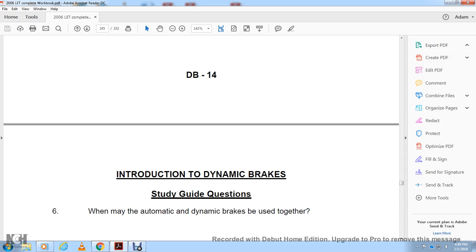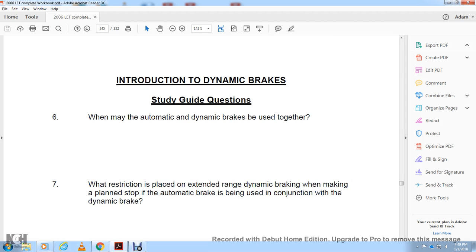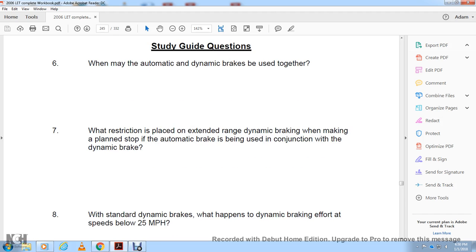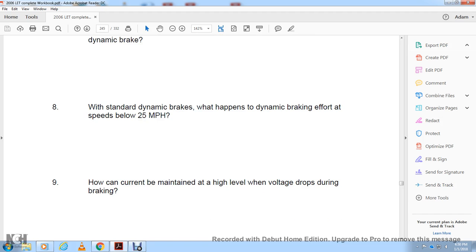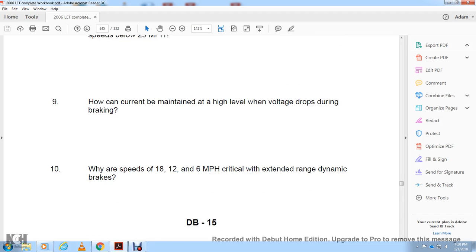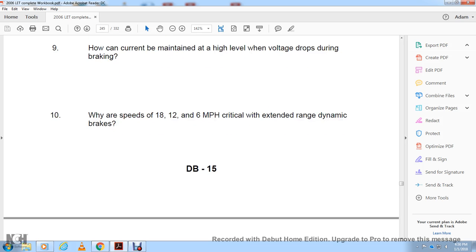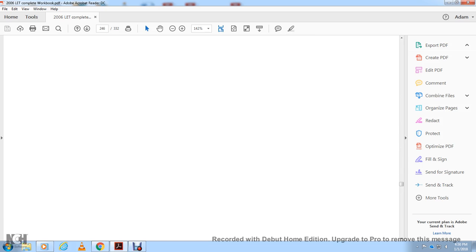When are the automatic and dynamic brakes to be used together? What restrictions apply with the extended range dynamic brake when making a planned stop with the automatic brake used in conjunction with the dynamic brake? What happens to the standard dynamic brake after speed drops below 25 miles an hour? How can the current be maintained at a high level when voltage drops during braking? Why are the speeds 18, 12, and 6 miles an hour critical for extended range dynamic brakes? Notes. Train handling.